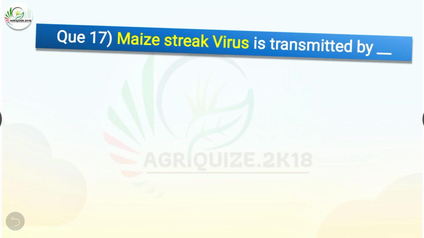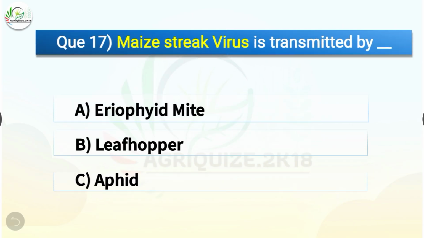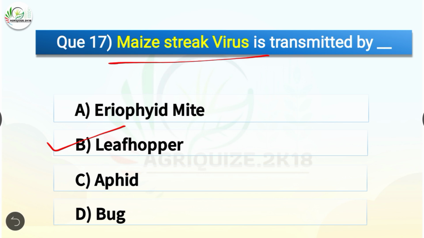Question number 17. The maize streak virus is transmitted by dash. The options are eriophyid mite, leafhopper, aphid, or bug. The correct answer is option B, leafhopper. So maize streak virus is transmitted by leafhopper, whereas the wheat streak mosaic virus is transmitted by eriophyid mite. The maize streak virus disease is caused by Geminivirus and is transmitted by the insect leafhopper.